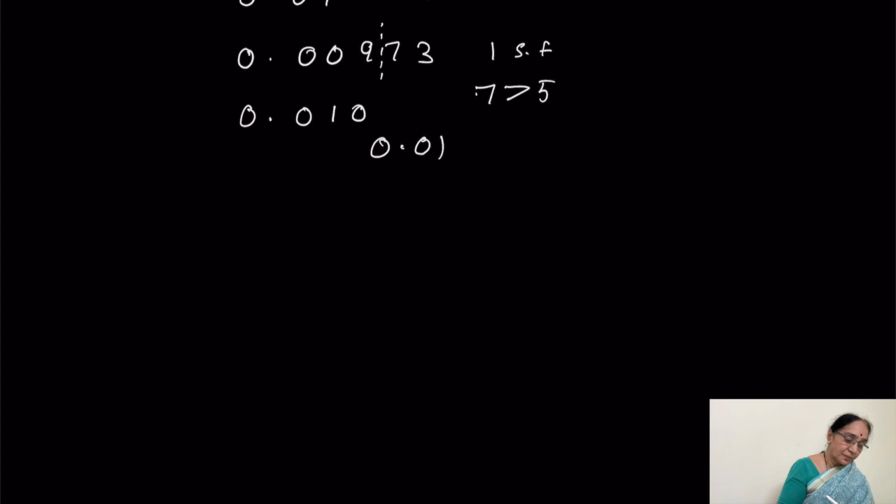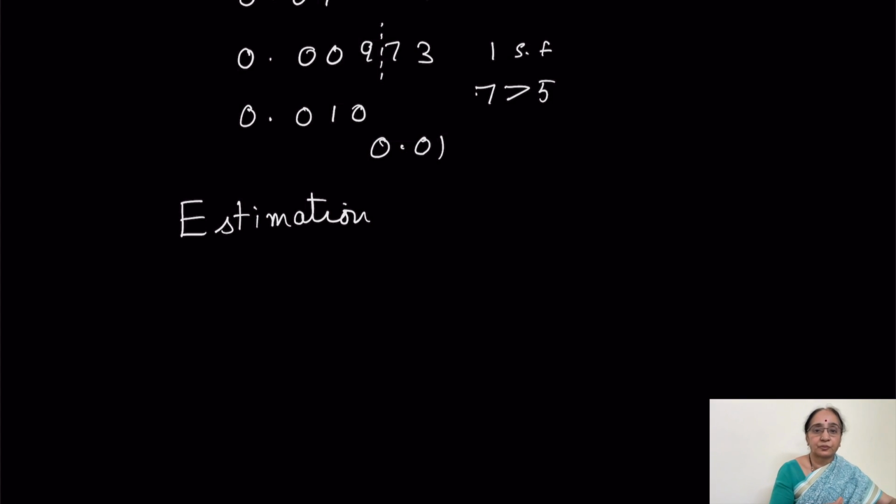Now, we have something called estimation. You always need to estimate your answer. Estimation is a very important tool to have an idea of what your solution is going to be. You need not know the exact solution. Before calculation, you will not know what the exact solution is. But at least you will be able to estimate the size of your answer.